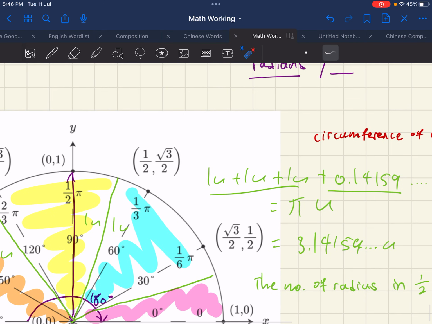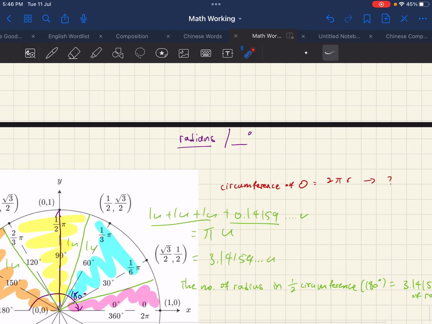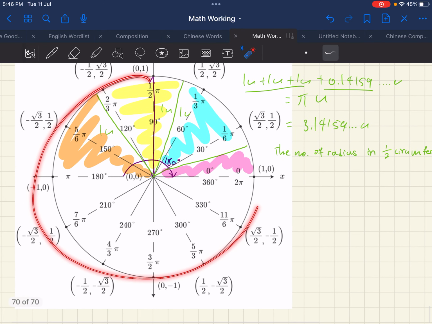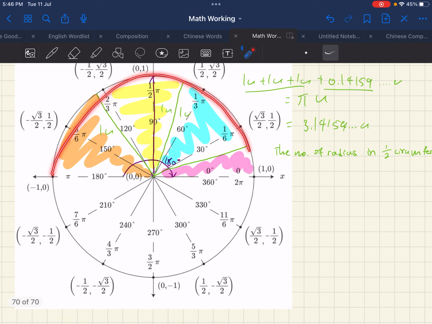Okay, so can we see how we get this formula, 2 pi r? We want to find the circumference of the whole circle. Half a circle, the length of half a circle's circumference is 3.14159 radius. Basically, we can write 3.14159 blah blah blah number of radius. That number of radius can be written as, remember, 3.14159 blah blah blah. That continuation can just be replaced with pi.